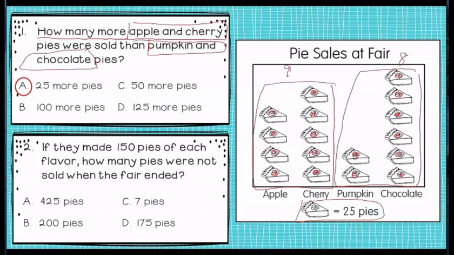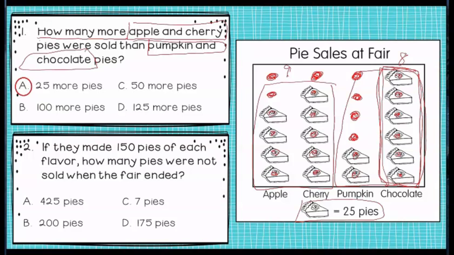Question number 2 says, if they made 150 pies of each flavor, how many pies were not sold when the fair ended? Oh, good golly. So how many were not sold? If they made 8, just like this chocolate, all the chocolates would be sold, right? Those would all be sold. So now I'd have to make, let's see, 1, 2, 3, 4, 5, 6. So it would be 6 more on the pictograph. It would be 1 more on the cherry, and 2 more on the apple to bring me to the same as the chocolate.